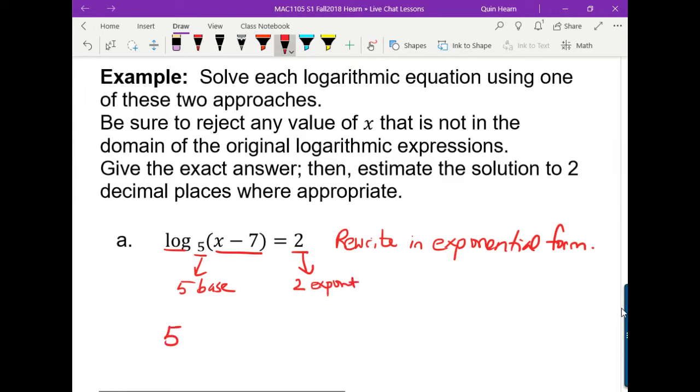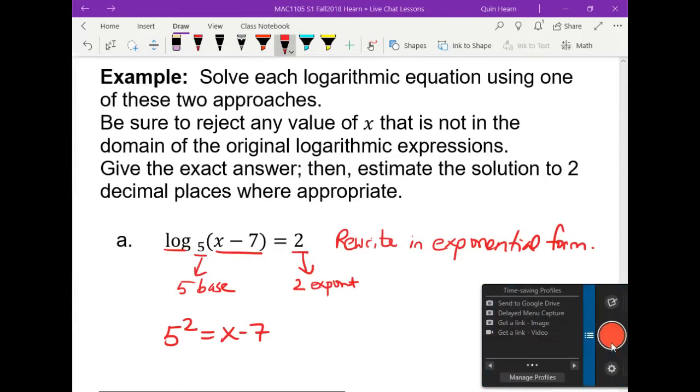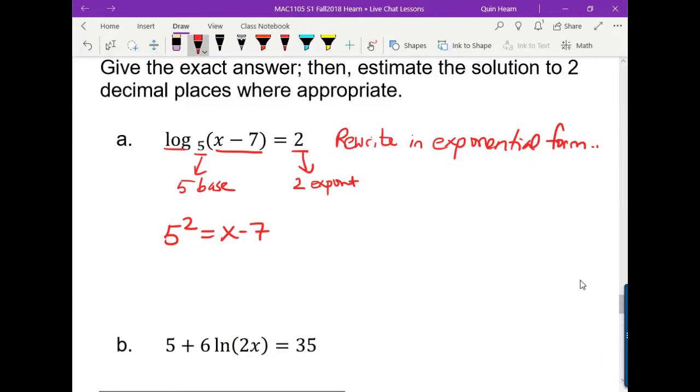All right, so remember how we read this out loud is log base 5 of x minus 7 equals 2. So we know that 5 is the base. And then when you take the log of something, what you're calculating is the exponent. So 2 is the exponent. So that means we have 5 squared, and then the argument has to be whatever the third number is, whatever's left. So 5 squared has to equal x minus 7. So that's how I go between exponential and logarithmic form. That's something very important for you to practice.